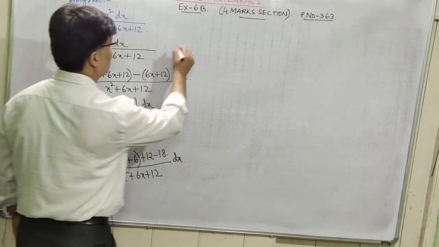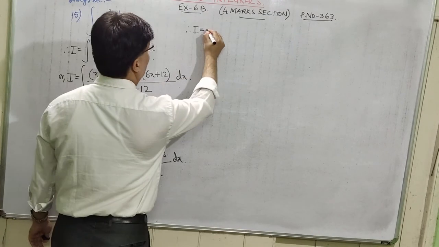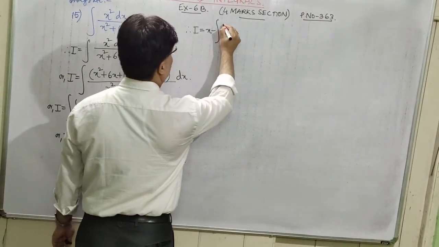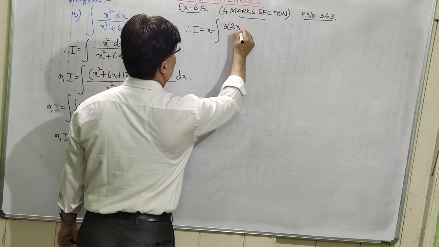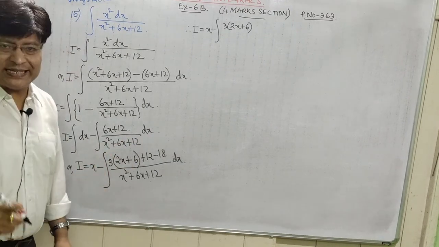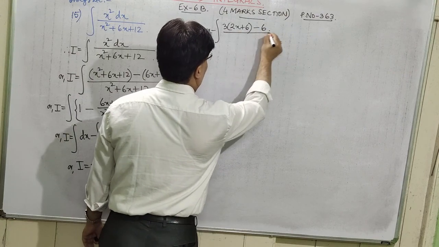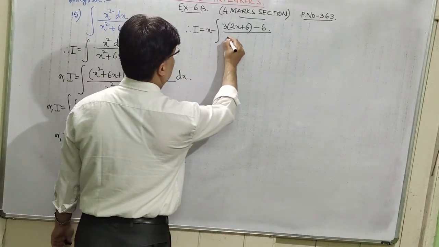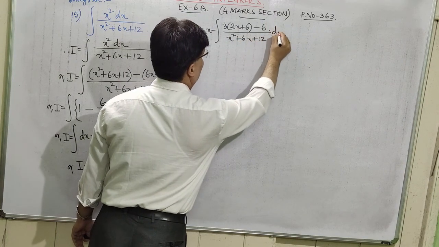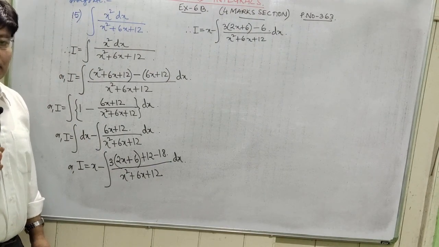Let us write here now, therefore I is equal to x minus integration of 3 into 2x plus 6. Let us keep it as it is, 3 into 2x plus 6, and plus 12 minus 18. What is that? Minus 6, divided by x square plus 6x plus 12, dx. So I think you have understood it.